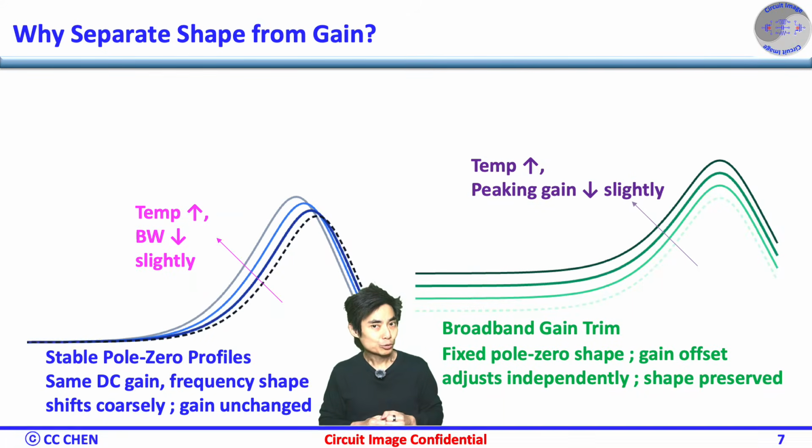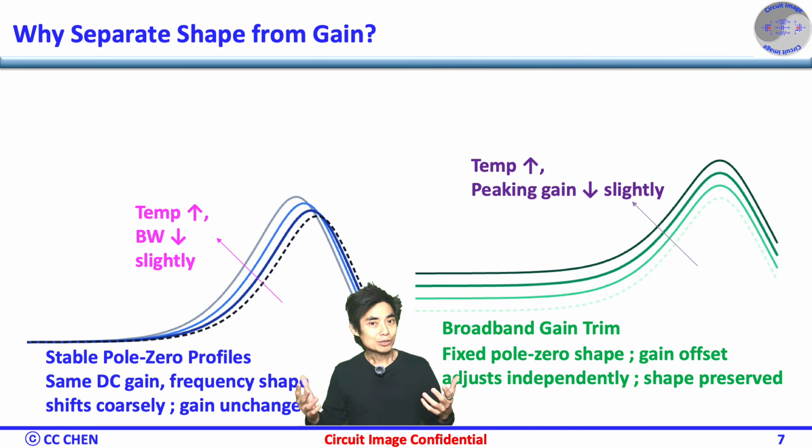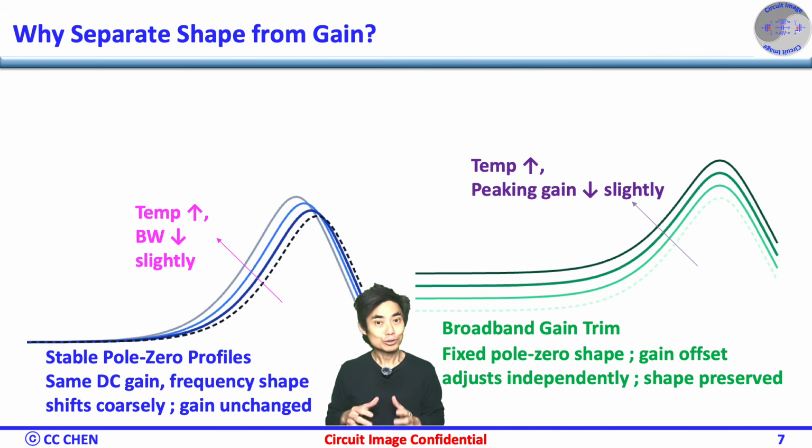A strong architectural trick is separating coarse frequency shaping from broadband trim. One knob selects among stable pole-zero profiles. Another trims overall gain. This prevents fragile ultra-fine capacitor banks and reduces sensitivity to parasitics. It also makes training more robust, because you are not relying on extreme fine pole placement to survive process and temperature variation.